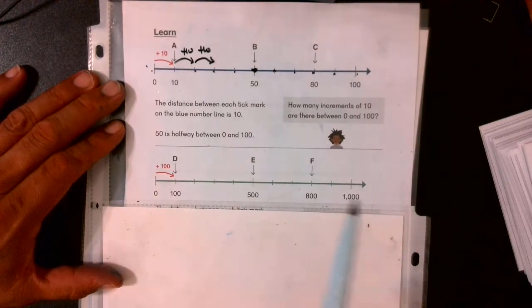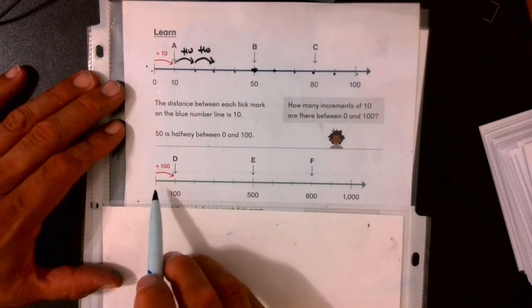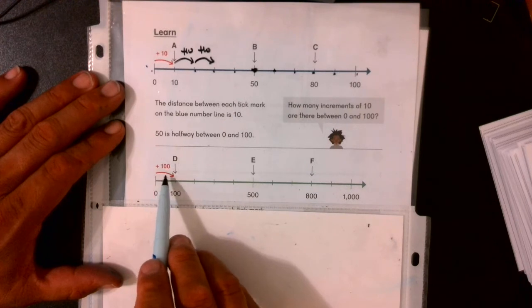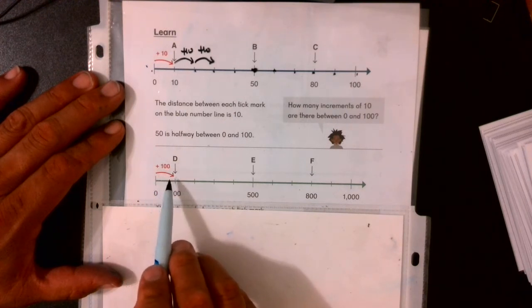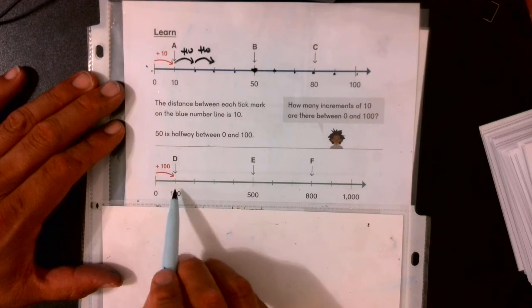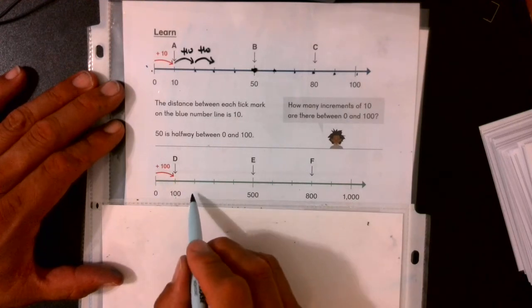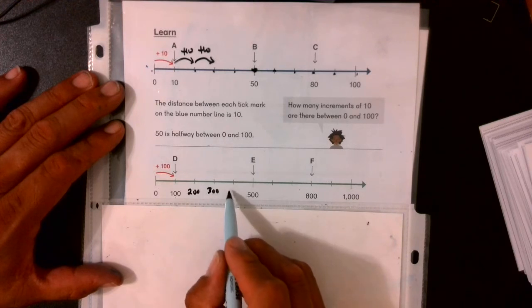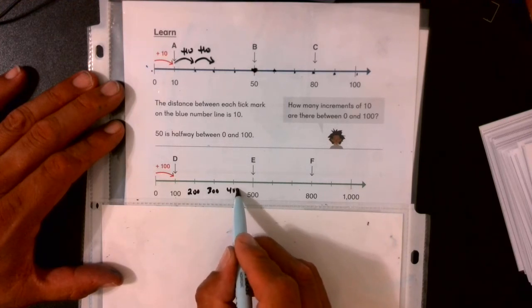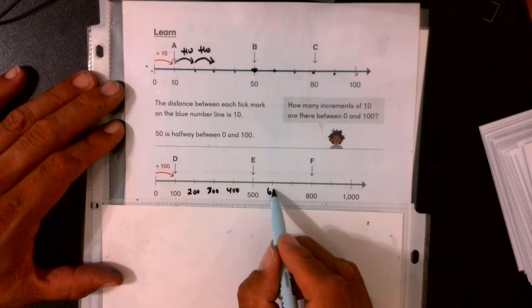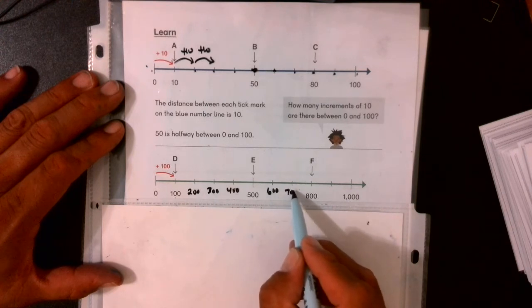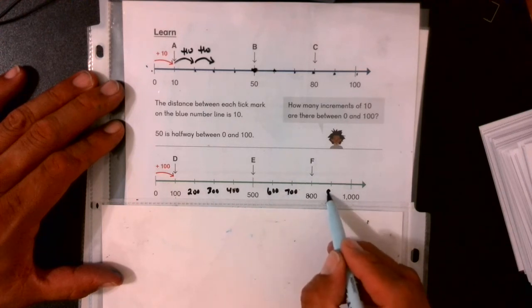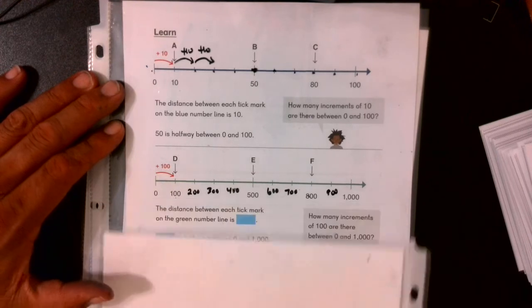let's take a look at the next one. Look at here. It gives you already an advantage. It says plus 100. So if this is 100, that's 1. What do you think the next one? 200, 300, 400, 500, 600, 700, 800, 900, and to 1,000.